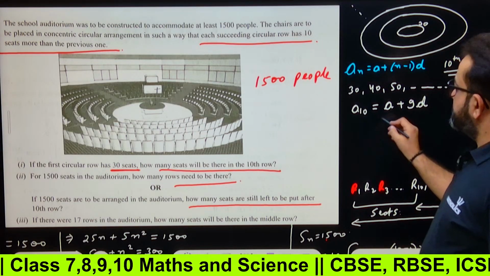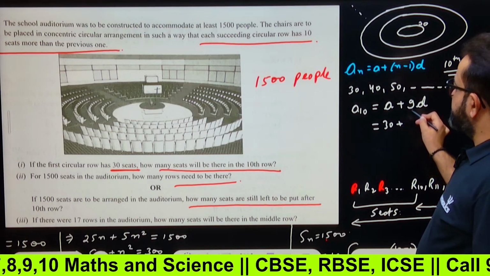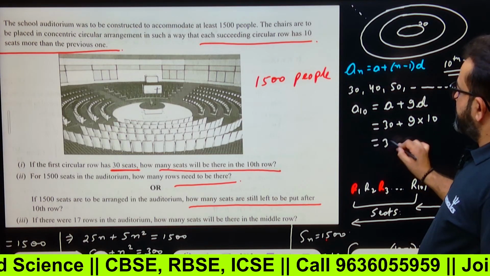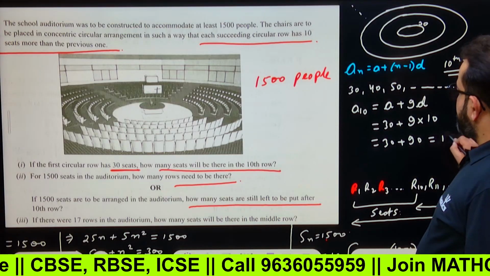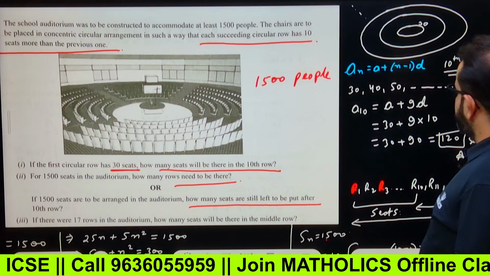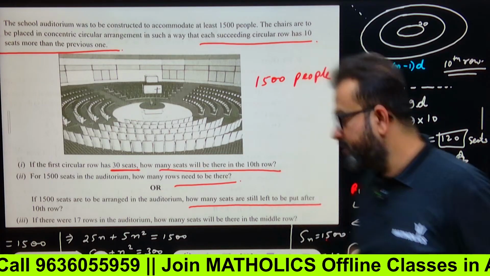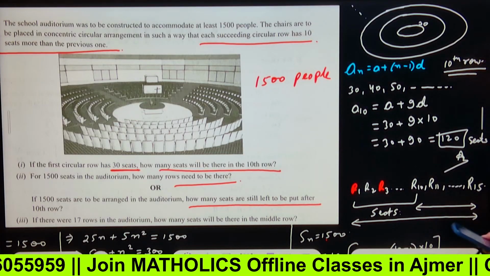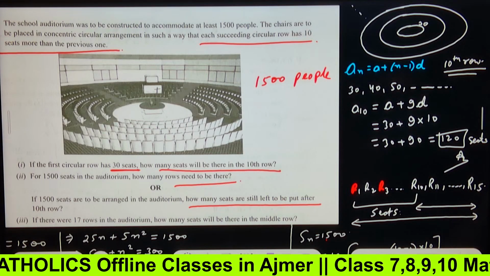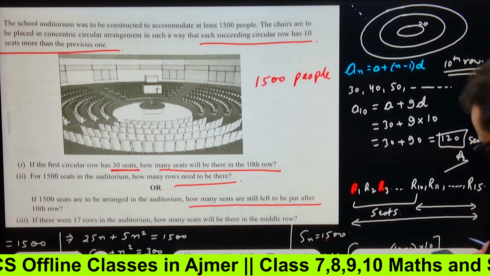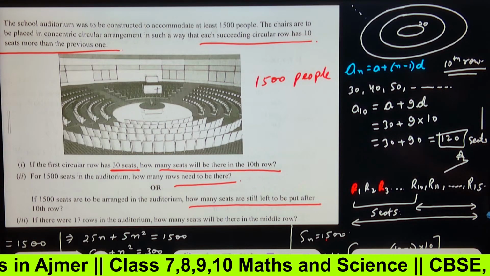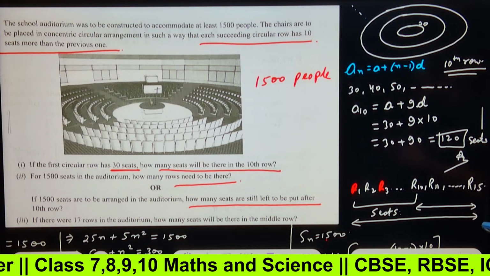So the first term is 30, plus n minus 1, which means 10 minus 1, 9, into the common difference, which is 10. So 30 plus 90 is 120. Copy it, then we'll move forward. 120 seats you must write, then you'll have full marks. 120 seats in the 10th row. Copy it, then we'll move forward.